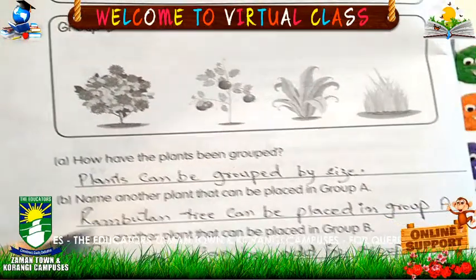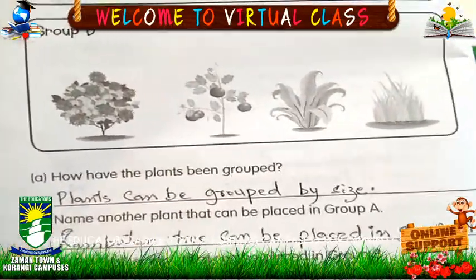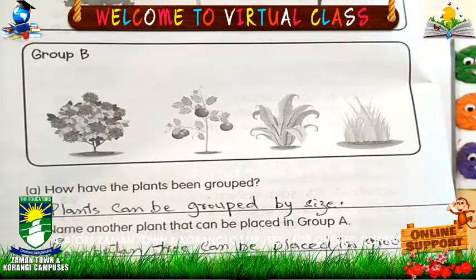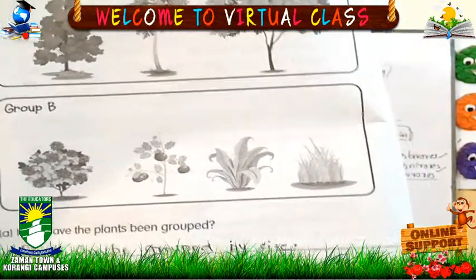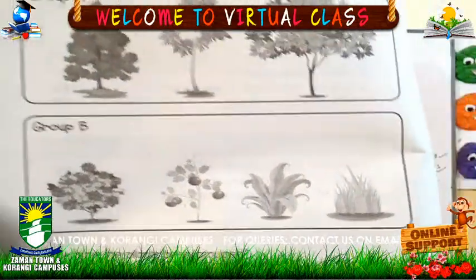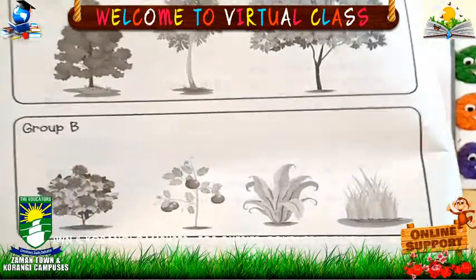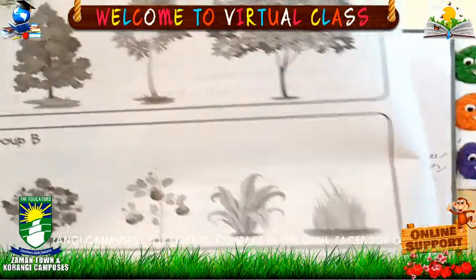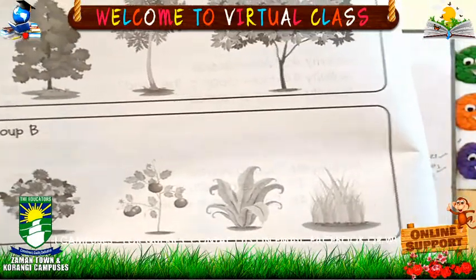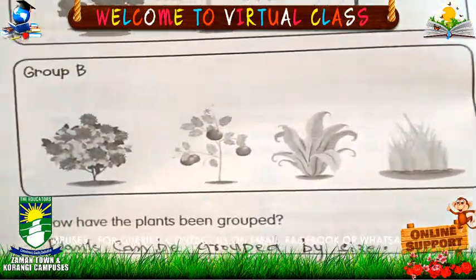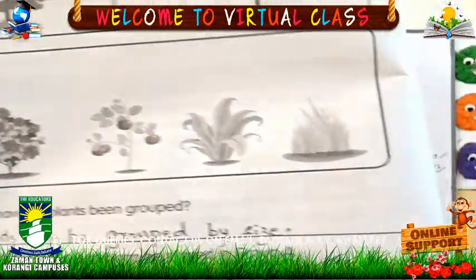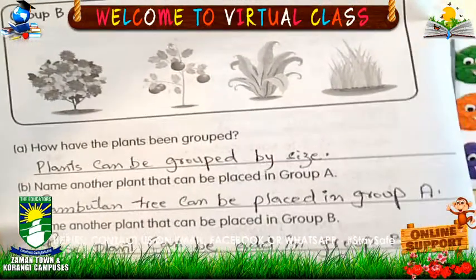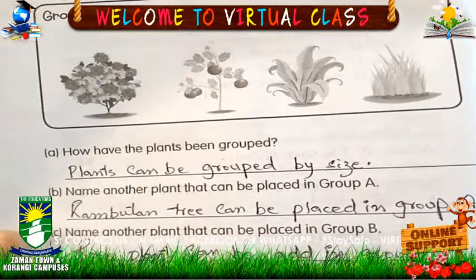B and C. Part B: name another plant that can be placed in group A. What we have to do is think about which plant can be added in group A. We can think of a tall plant, and that is the rambutan tree. It can be placed in group A. You have already done it, you just have to check it.